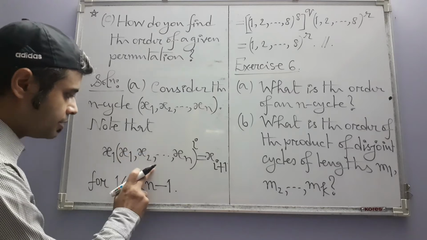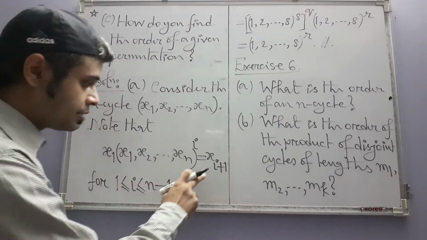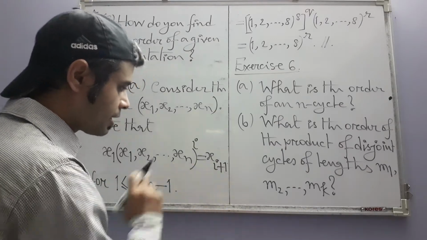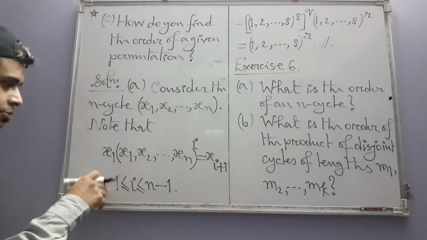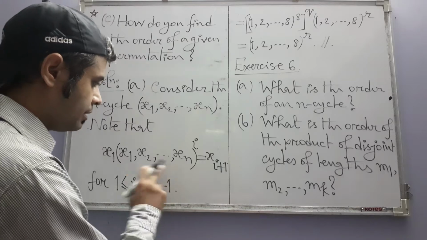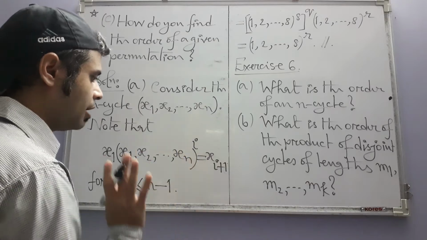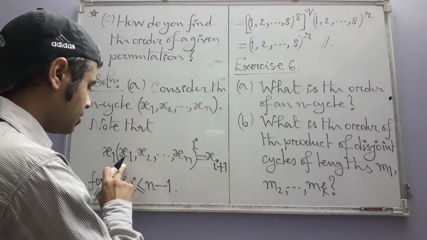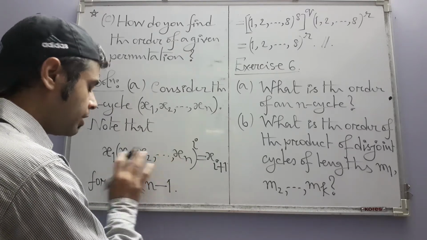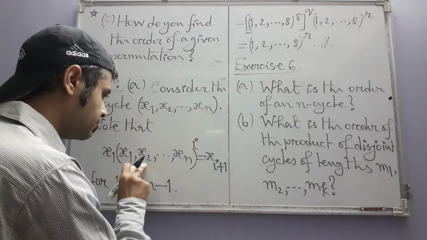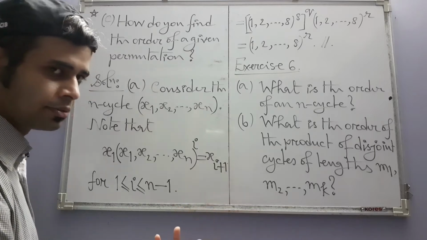So you can apply this function on this symbol x1. Then what is the image? The image is x_{i+1}. Here I have just simply mentioned what the thing is, but you can of course verify it. For example, if you take i equal to 1, then you are just simply applying this n cycle on x1. And what does the n cycle do to x1? It sends x1 to x2. So you will have x2 here if you put i equal to 1.